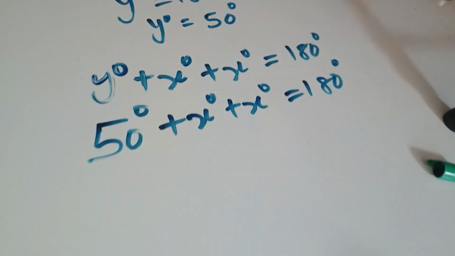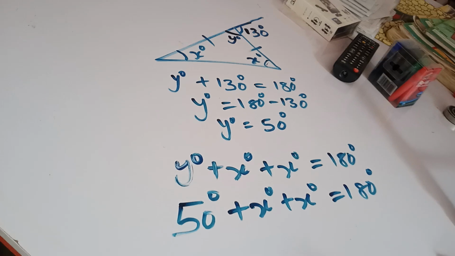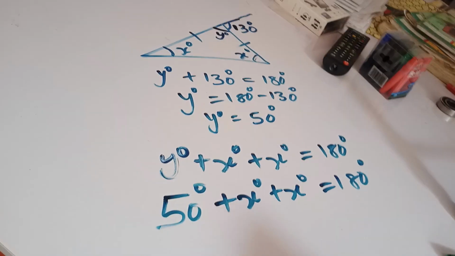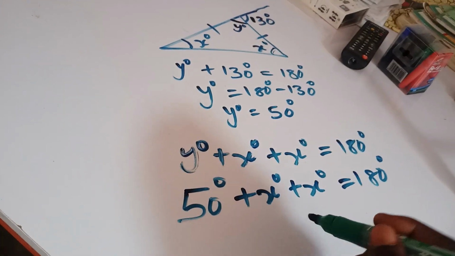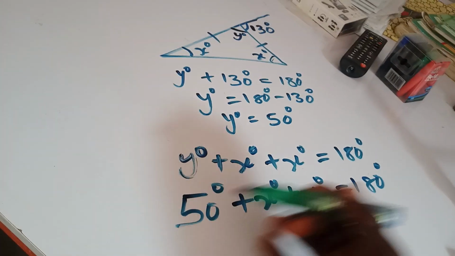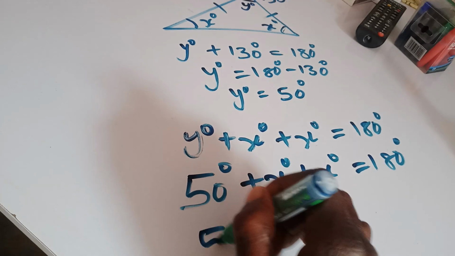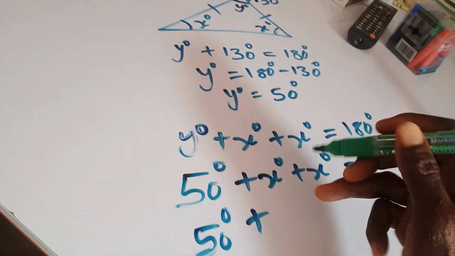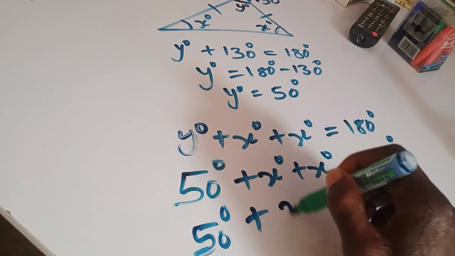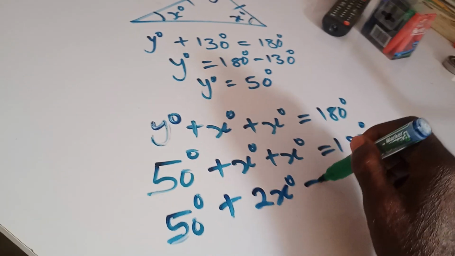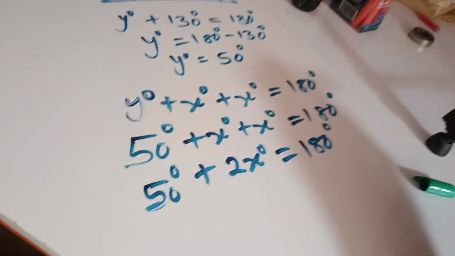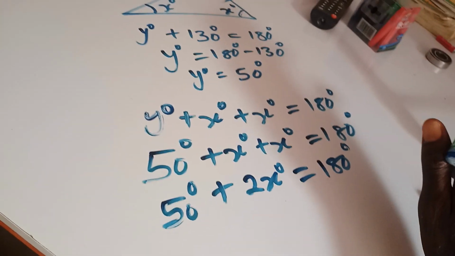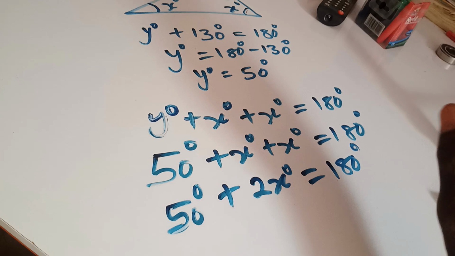Once you are able to solve it to this stage, then you don't have much issue. You are almost done. Now we want to collect the like terms. So 50 degrees plus x degrees plus x degrees, this one will be equal to 2x degrees, so it becomes 180 degrees. Whenever you're solving mathematical problems, make sure you are doing it one step after the other.